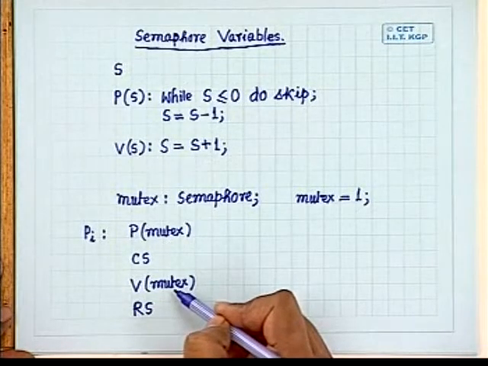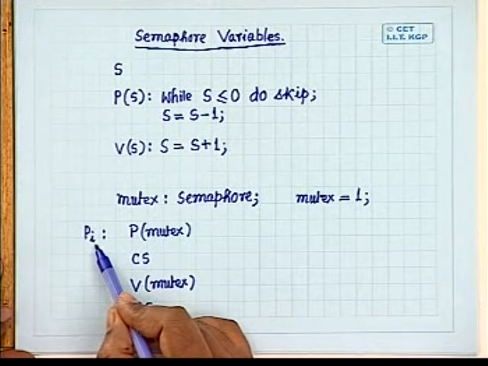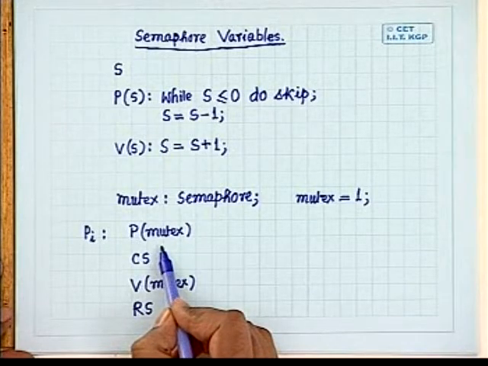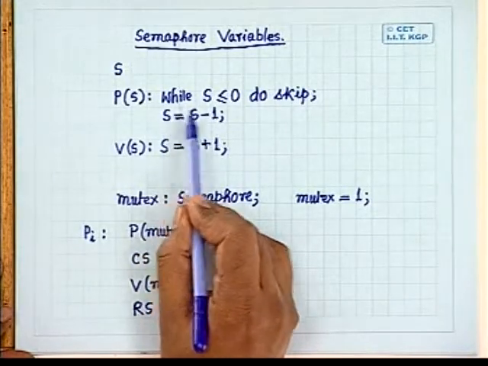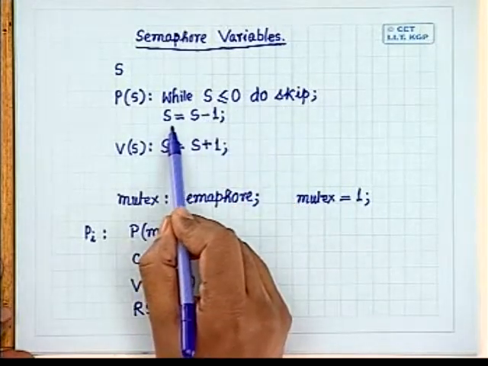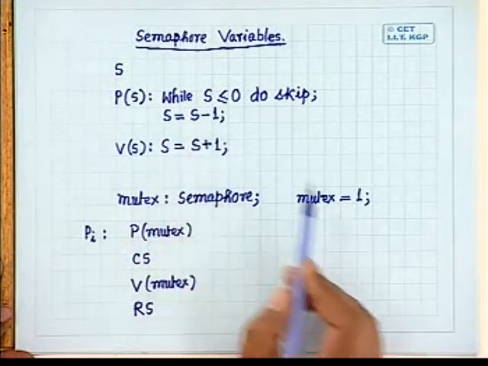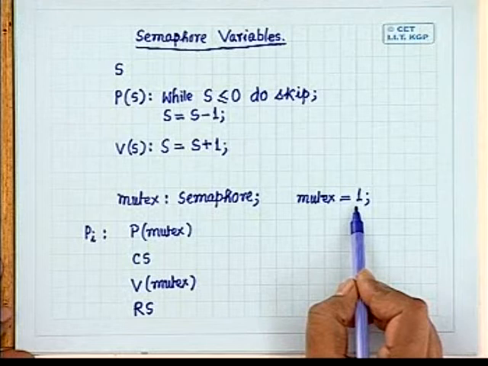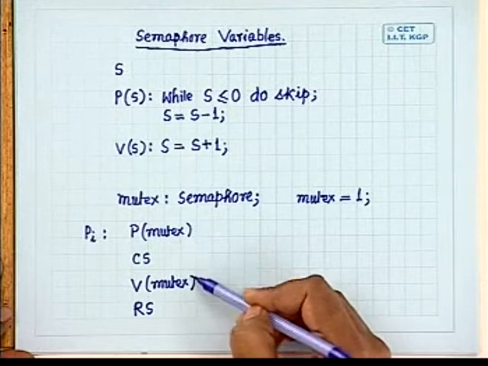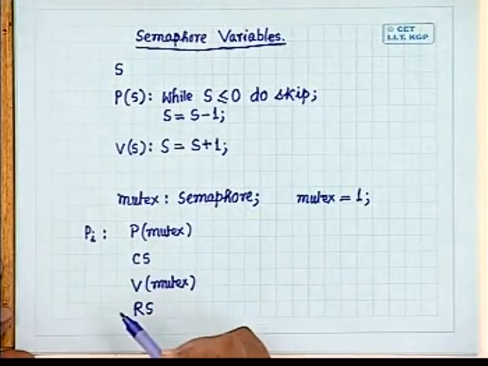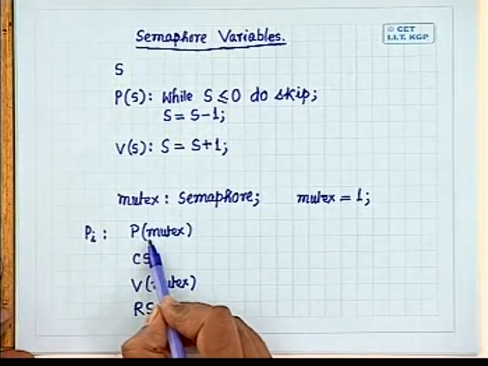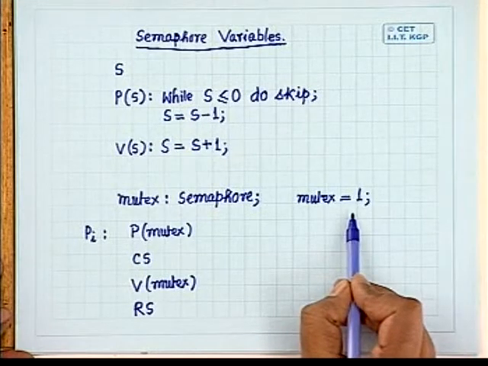Now you think of a situation that the ith process Pi, before entering the critical section, executes P mutex. And what we do in P mutex is that while mutex is less than or equal to 0 do skip, then mutex will be decremented by 1. So our initial value of mutex is equal to 1. So if there are a number of processes who are executing similar kind of code and they want to share the same critical section, the first process which executes P mutex will find the value of mutex equal to 1.